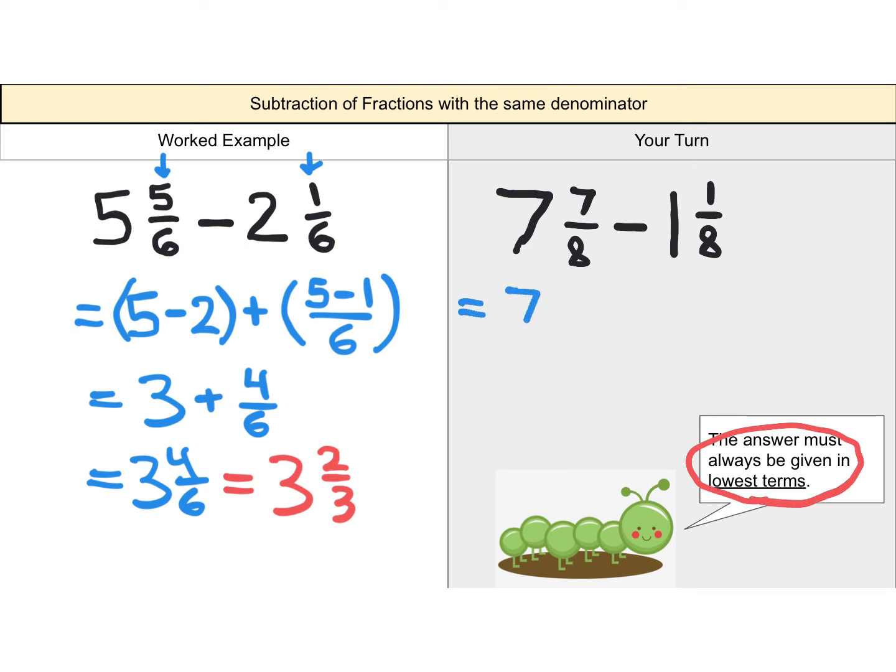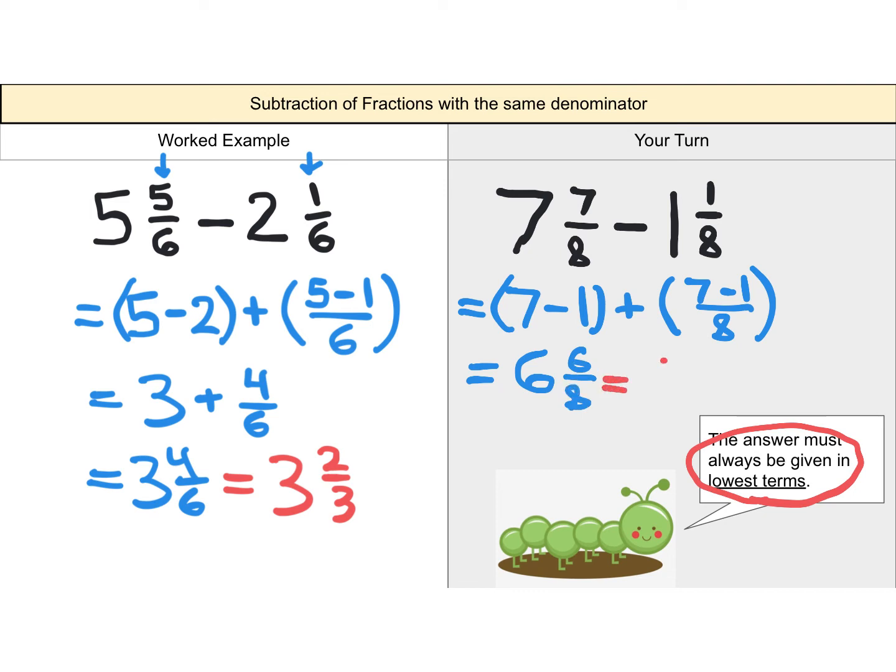So I first subtract the whole numbers, 7 minus 1, and then I'm going to subtract the proper fractions, which is again going to be 7 minus 1 over the denominator 8. So that's going to give me 6 and 6/8. But that can be reduced to 6 and 3/4.